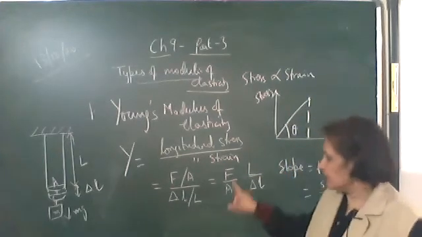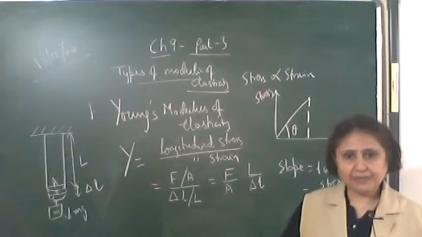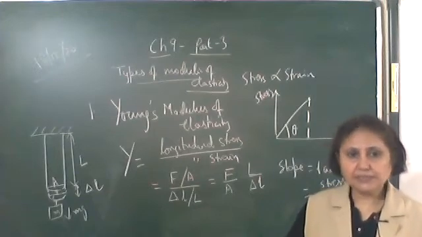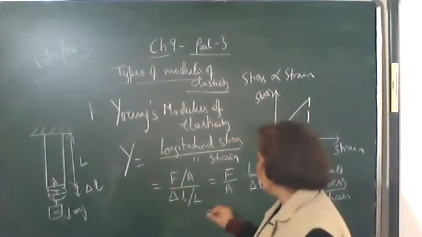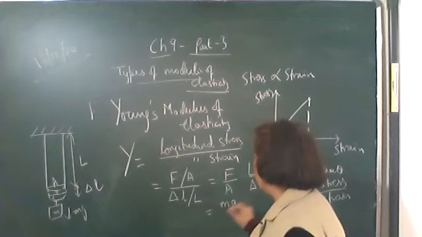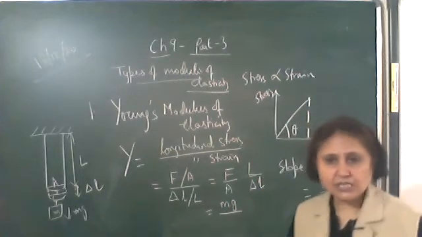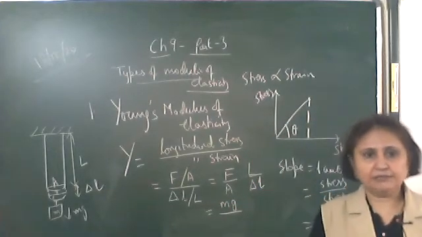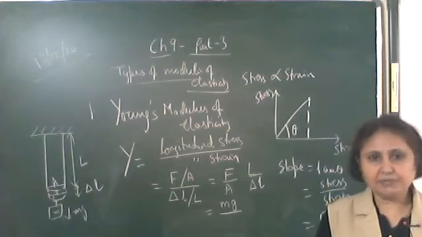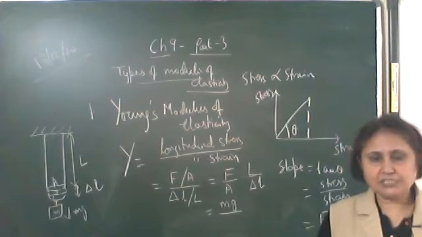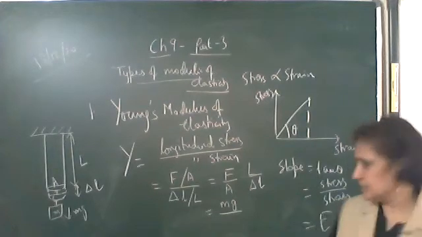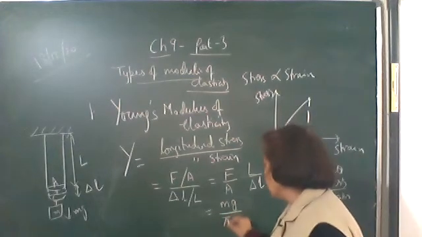Okay, now what is the force applied over here? If m is the mass, then mg is its weight, so the force is mg. And what will be the cross-sectional area of the wire? When you see the cross-section, it will be a circle, and the area of the circle we know is pi r square, where r is the radius. So what is the cross-sectional area?